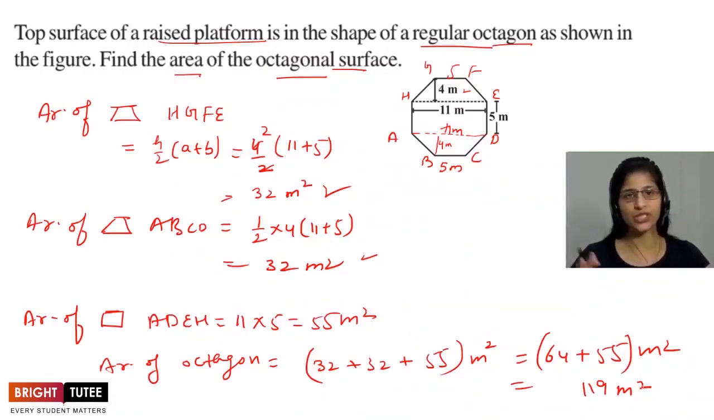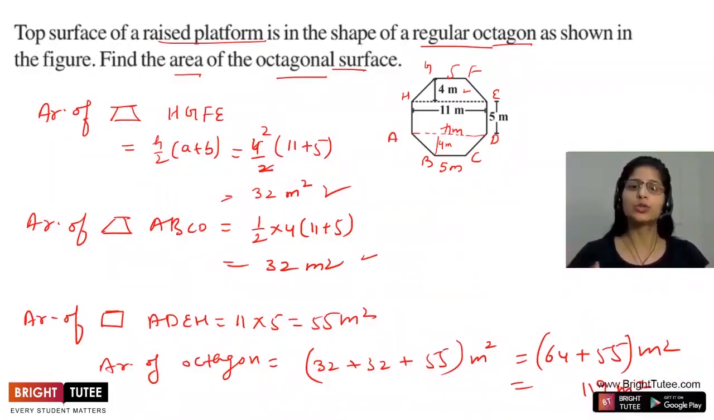I hope this question is quite clear, and you are now getting how to apply the formula of trapezium and rectangles to polygon areas. Right, we are going to divide the figure into different rectangles, triangles, trapeziums, and then we find out the area of that polygon. Right? Okay, let us move to the next question.